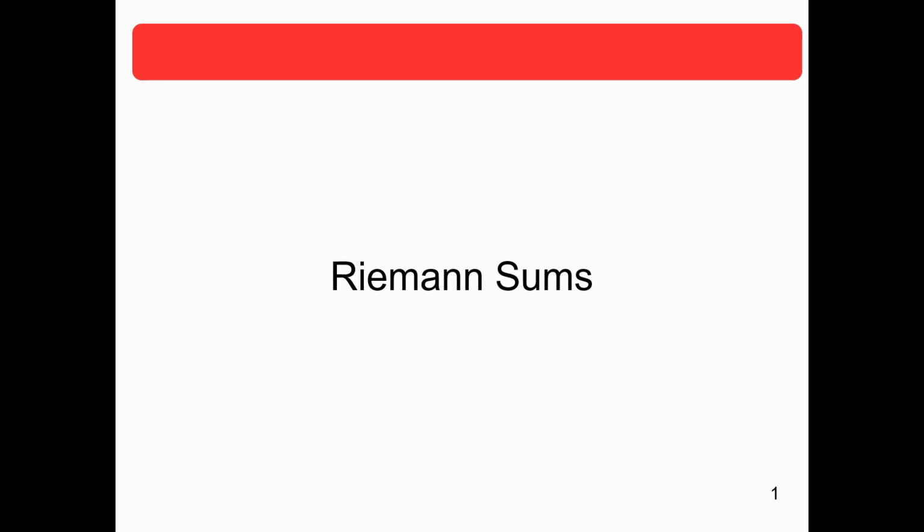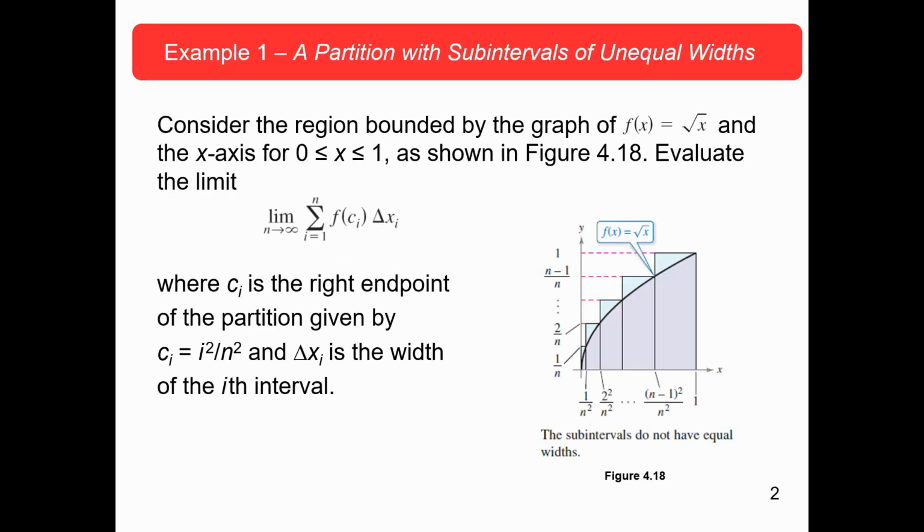So in this video, what we're looking at are Riemann sums. Let's consider a region bounded by the graph of f of x equals the square root of x, the x-axis, and the lines x equals 0, x equals 1. Okay, we want to find the limit as n approaches infinity of the sum of f of ci delta xi from i equals 1 to i equals n.